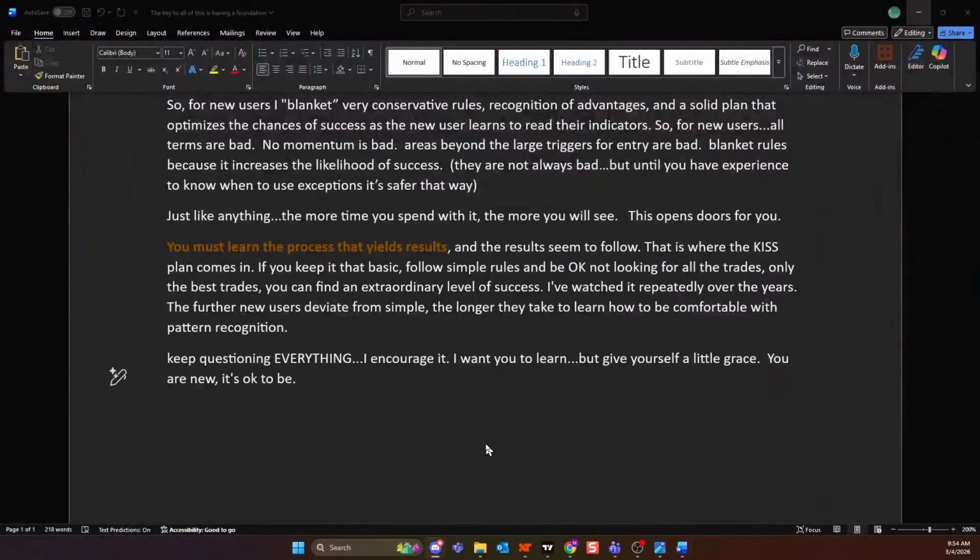We had a young man in the room yesterday who said he's winning 70% of his trades with the KISS plan. Both medium probability, 50-50 trades, and high probability. And he's in positive equity, and his trading has become stress-free.